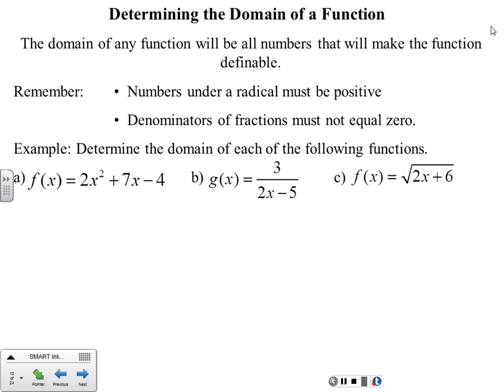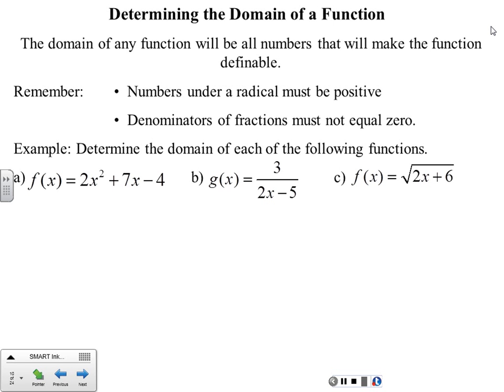Okay? How do you make a fraction undefined? Denominator is going to be 0. Okay? How do you make a square root undefined for real numbers? You learned this in Math 100. How do you make a square root undefined? You cannot have negatives. Okay?